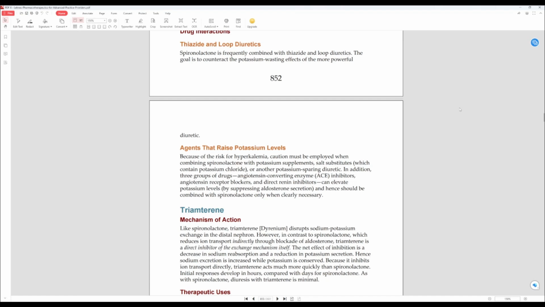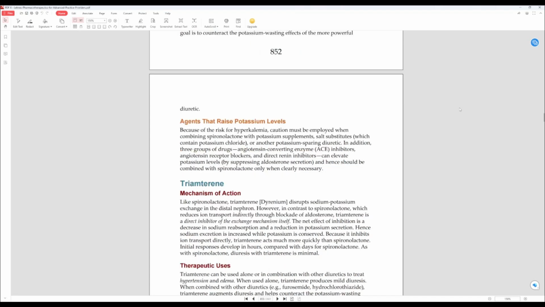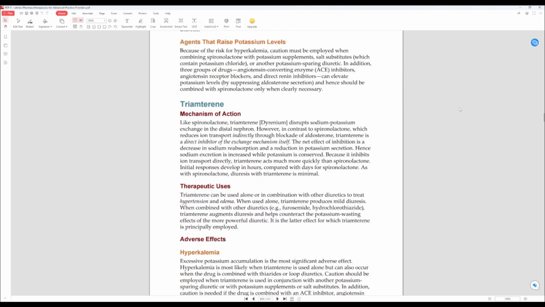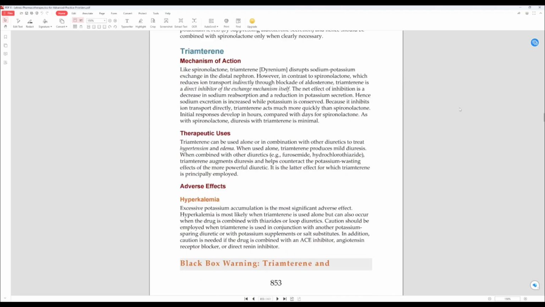In addition, 3 groups of drugs, your angiotensin-converting enzyme (ACE) inhibitors, angiotensin receptor blockers, and direct renin inhibitors, can elevate potassium levels, and therefore should be combined with Aldactone only when clearly necessary. So, use with caution.